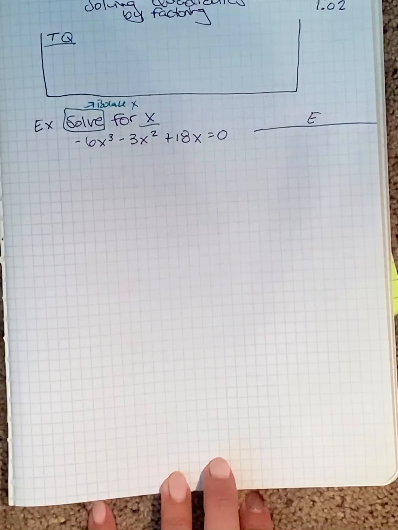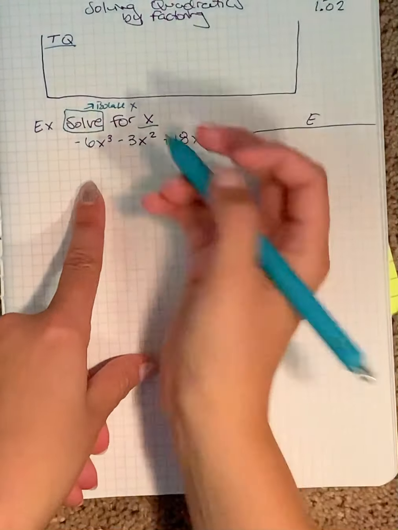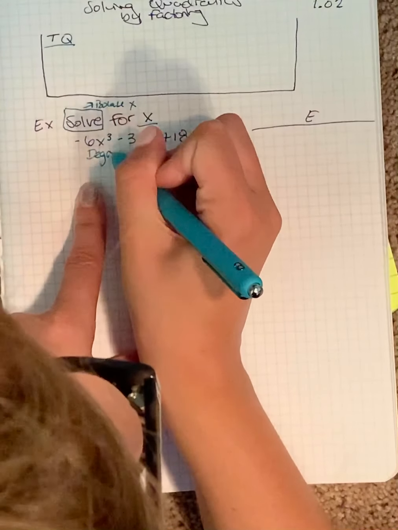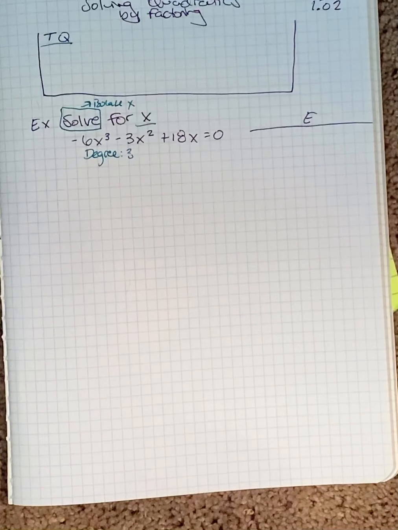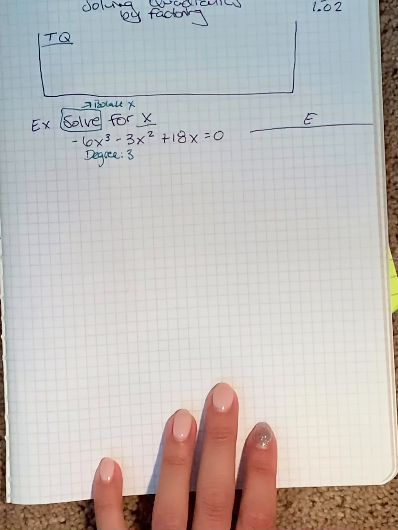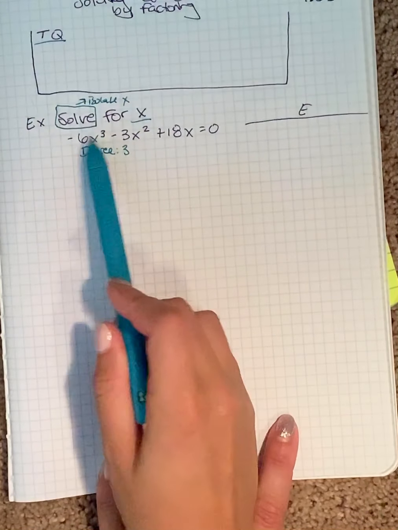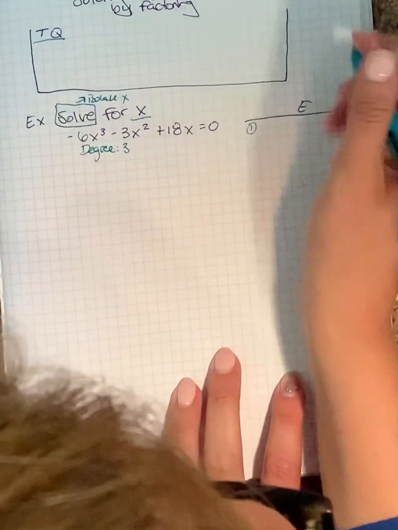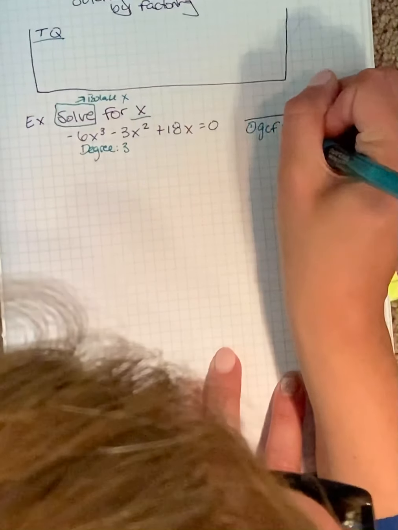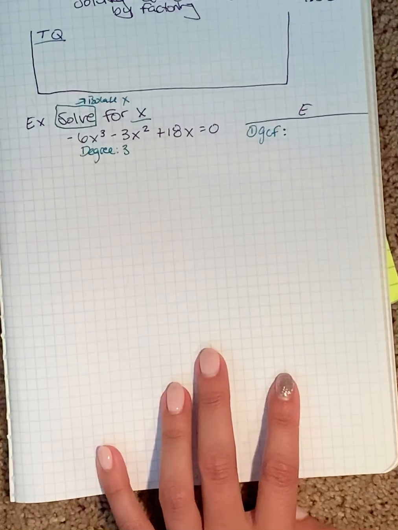Well, looking at the structure of this equation, I see here that I have a function with a degree of 3. And I'm not really sure exactly how to solve for x when my degree is 3. But I do see that between each term of negative 6x cubed, negative 3x squared, and 18x, I do have a GCF. So I'm going to first take out my GCF. And I know whenever I take out a GCF, I always want to do coefficients and variables if possible.